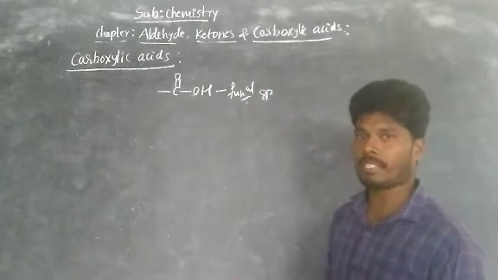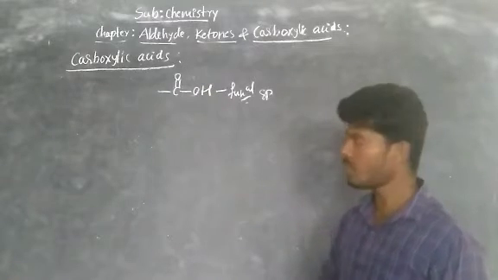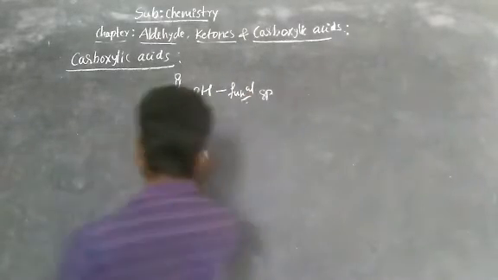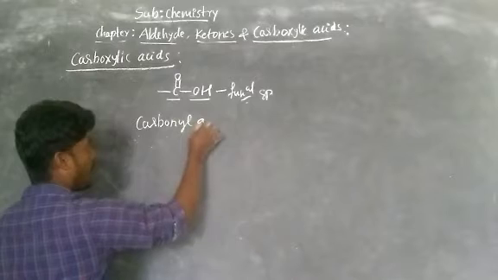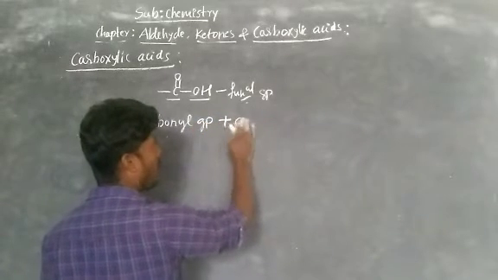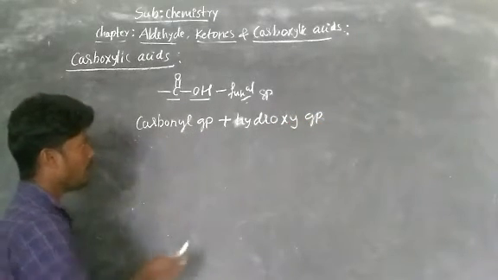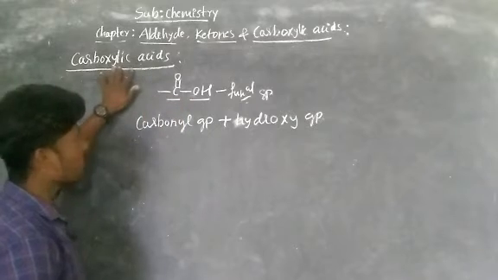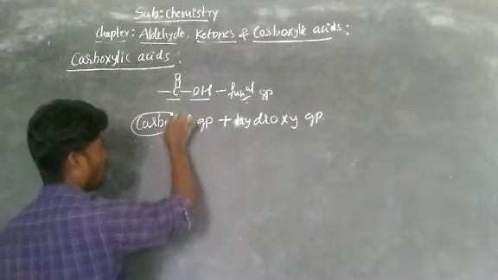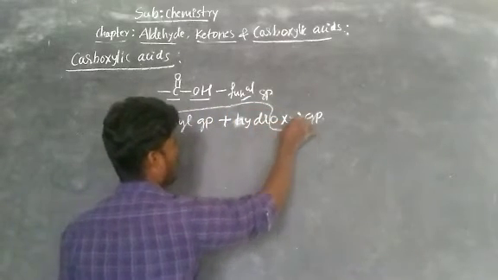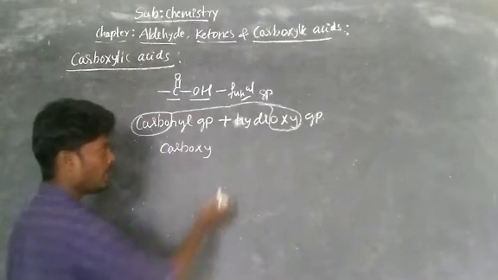Of carboxylic acids. Why do we call this group of compounds carboxylic acids? Because here there are two functional groups, one is the carbonyl group and one is the alcoholic group, that is the hydroxy group. By combining these two we call it carboxy, that is, this carbonyl plus this hydroxy, we call it carboxy, that is carboxy compounds.